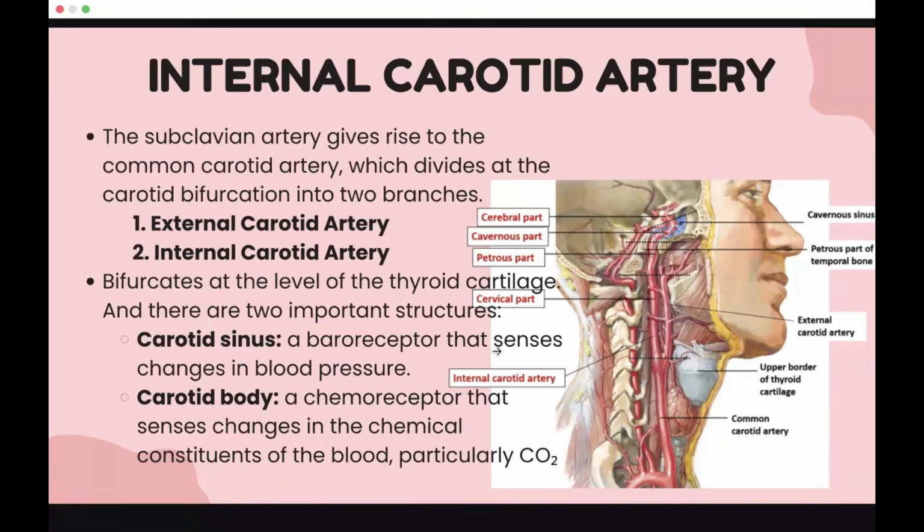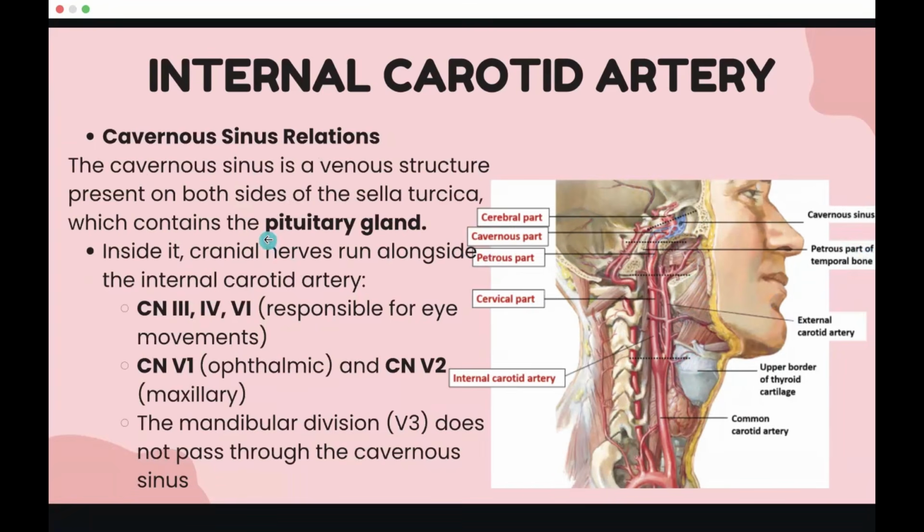All right. This is an image to depict what we're talking about. Another important structure is the cavernous sinus. As you can see here, it is a venous structure that is present on both sides of the sella turcica, which contains the pituitary gland.